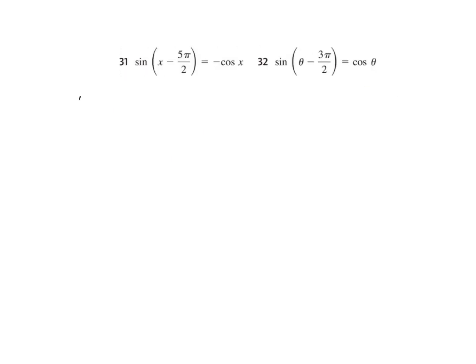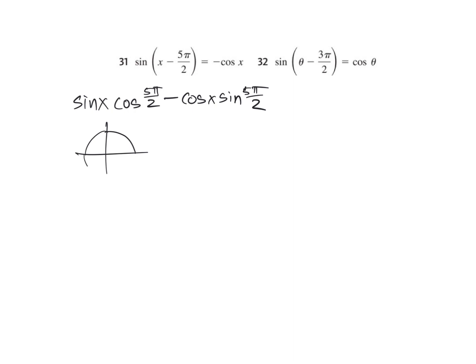All right, so let's write these things out. The sine of x, so this is a subtraction, so sine of 5 pi over 2 minus cosine of x, sine of 5 pi over 2. Okay, so now 5 pi over 2. We have 1 pi over 2, 2 pi over 2, 3, 4, 5 pi over 2. So what's the cosine there? That's 0. So 0 times sine of x is 0. Now we have the sine of 5 pi over 2. That's 1. 1 times a negative cosine is negative cosine of x.